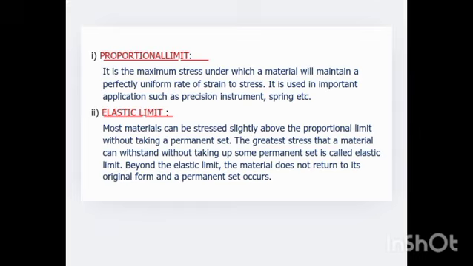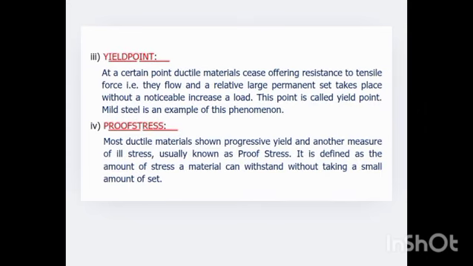And elastic limit. Elastic limit is the maximum stress that a material can withstand without permanent deformation. So if the stress goes beyond this limit, the material will not return to its original shape, and permanent deformation starts to occur. So this point is called the elastic limit. Then yield point. At a certain point, a ductile material stops offering resistance to tensile force. At this stage, large deformation occurs with little or no increase in stress. Mild steel is an example of this phenomenon.